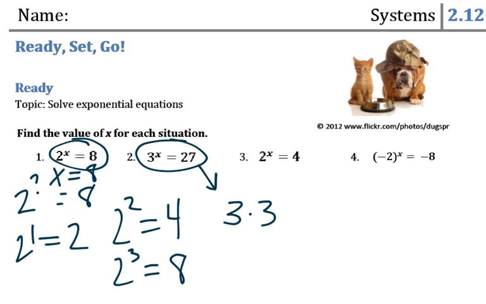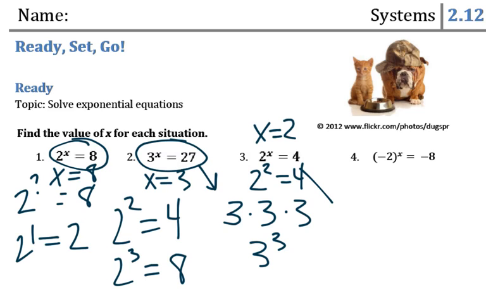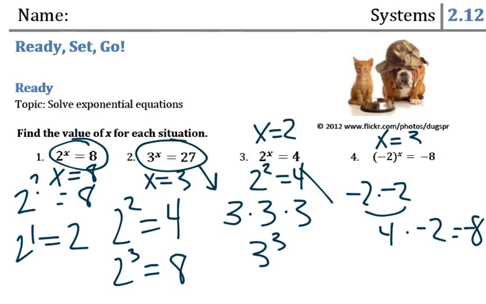3 times 3 is 9, times 3 is 27, so it's 3 cubed, so x equals 3. This one we already know, it's 2 squared equals 4, so x equals 2. Now what about negative 2? Well, negative 2 times negative 2 is positive 4, times negative 2 is negative 8, so x would equal 3 still.